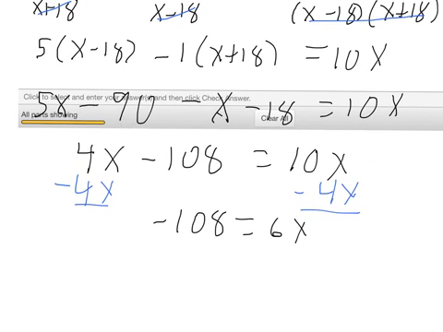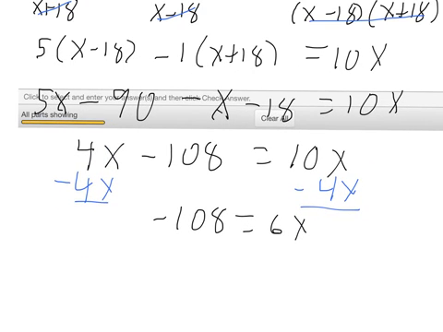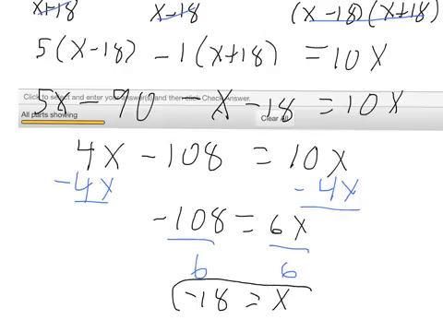Oops, I'm just moving up part of it there. Divide each side by 6. And so I get the final answer of x equals negative 18. I think you got something different than that when you were doing it. So I get an answer of x equals negative 18.